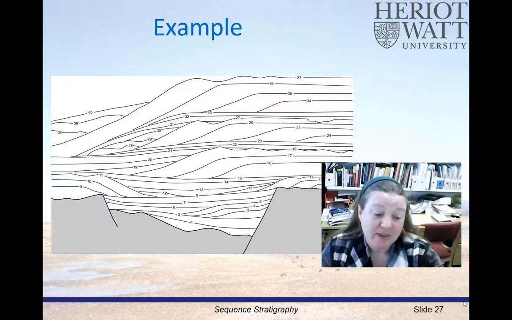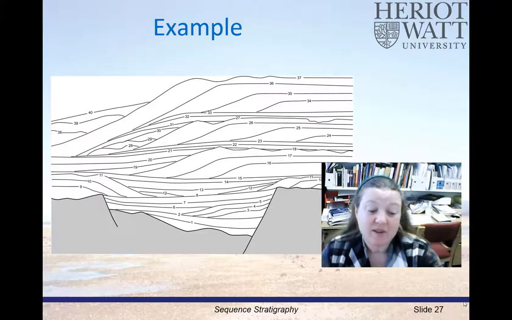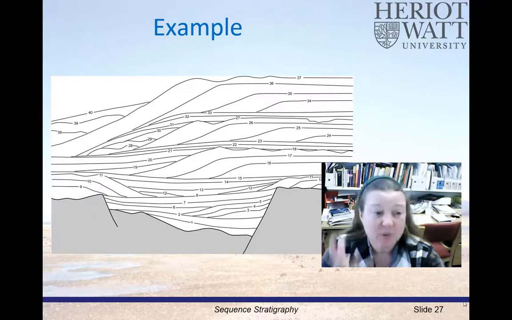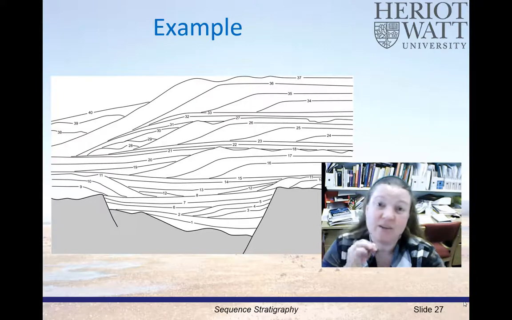Now we will look at the kind of exercise that may be used to determine that our students understand the definitions of sequences and systems tracts. This diagram uses the same convention that others in this presentation use, that is that this is like an interpretation of a seismic line, and the lines drawn represent reflectors or parasequence boundaries, those flooding surfaces.